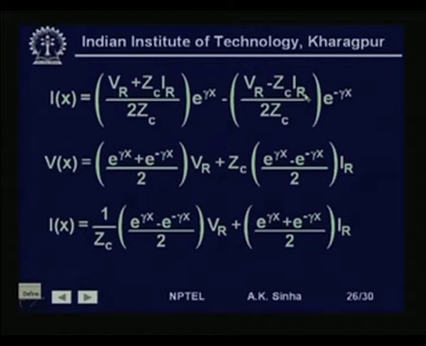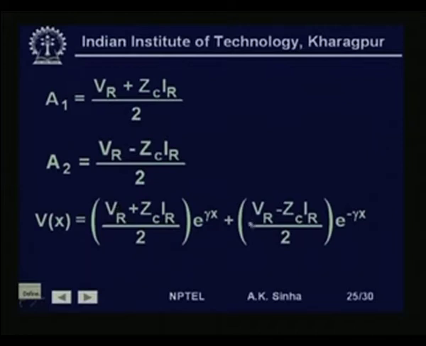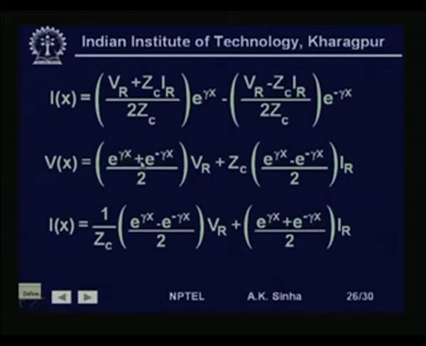Now, if we again rearrange the equations for Vx and Ix in terms of Vr and Ir, combining all the terms of Vr together and the terms of Ir together, then we can write Vx is equal to ((e to the power gamma x plus e to the power minus gamma x) divided by 2) into Vr plus Zc ((e to the power gamma x minus e to the power minus gamma x) by 2) into Ir, and Ix will be equal to (1 by Zc) ((e to the power gamma x minus e to the power minus gamma x) by 2) Vr plus ((e to the power gamma x plus e to the power minus gamma x) by 2) into Ir. This is the relationship that we will get.